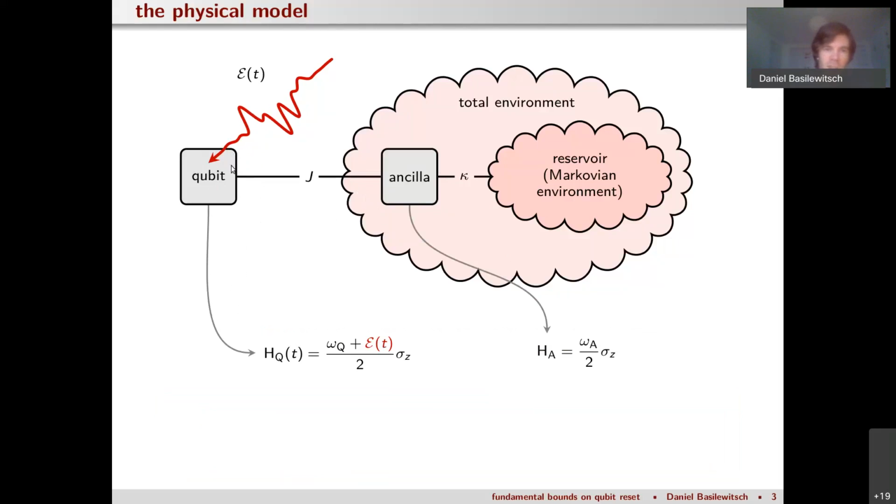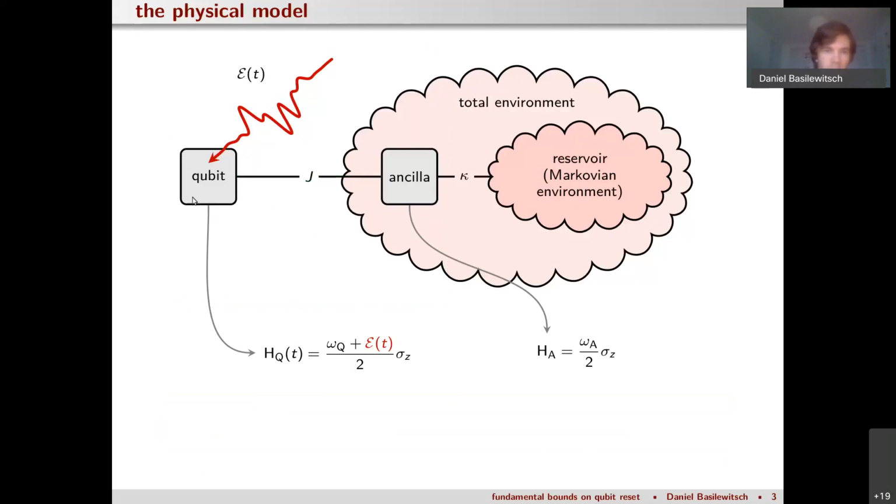And we started with a really simple model. So we assumed that the qubit and the ancilla are really two-level systems with fixed energy levels, omega q and omega a. And we assumed that our control field couples via sigma z. So which means it's a frequency tunable qubit, more or less. So with a control field we can change omega q, or the energy level splitting of your two states effectively.